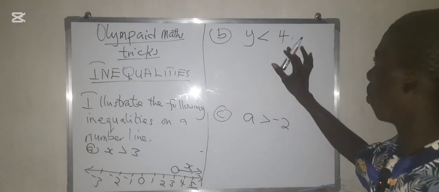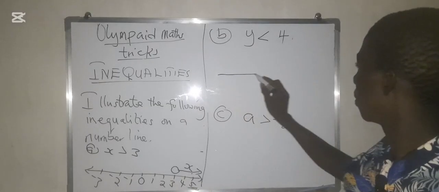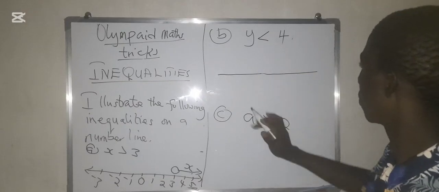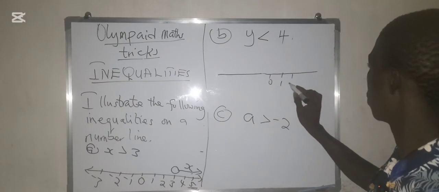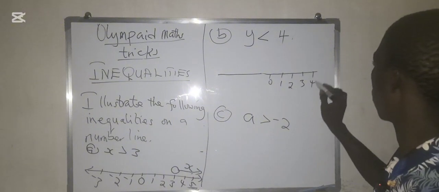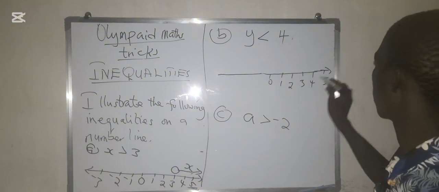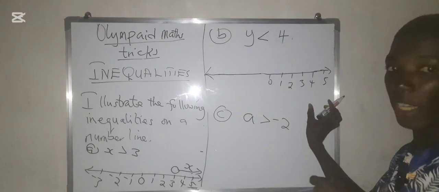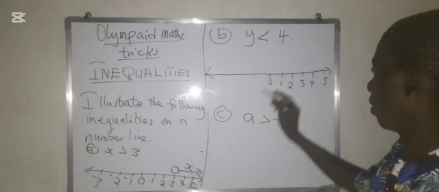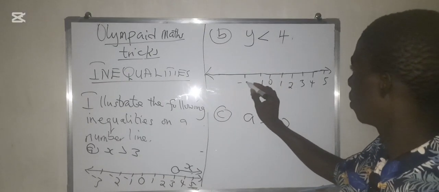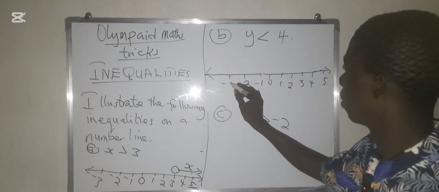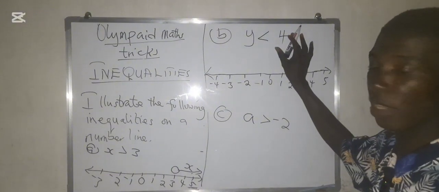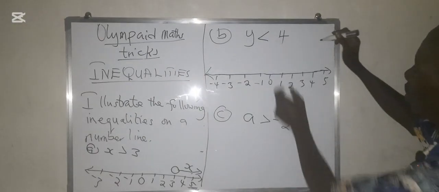Y less than 4. First, we draw the number line, because we are asked to illustrate it. Now, this is my 0, 1, 2, 3, 4, 5. Let's stop at 5. From 0 to the right, we have positive integers. From 0 to the left, we have negative integers. So this is negative 1, negative 2, negative 3, and negative 4. Let's stop at negative 4 because our target here is positive 4.